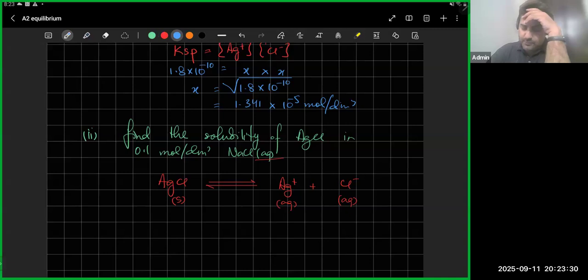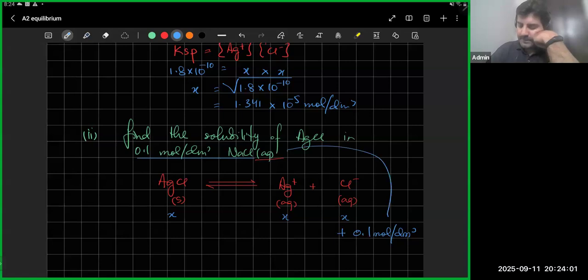Now, I don't know what the amount of AgCl is going to dissolve. So that's X mole per dm cube. So over here, it's going to be X, and over here, it's going to be X as well. But the solution already has Cl ions. There's already 0.1 mole per dm cube Cl ions present in the solution. So the solution already has 0.1 mole per dm cube Cl ions. It's already there from the start. Because of NaCl. Okay, these ions are coming from NaCl.